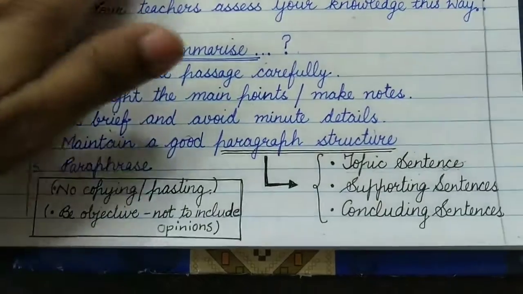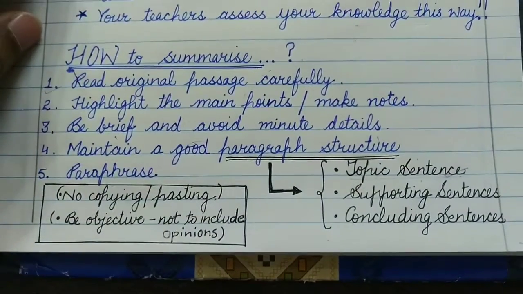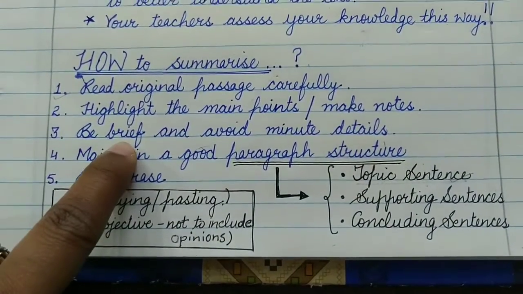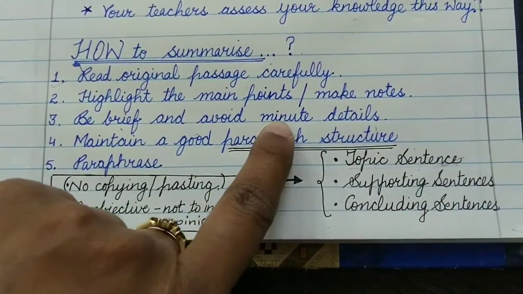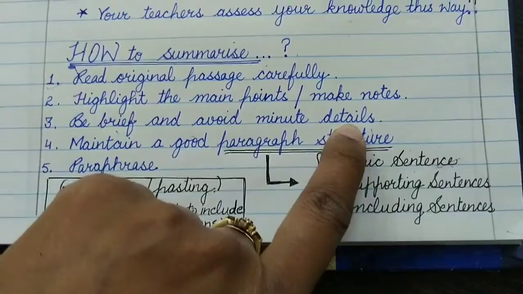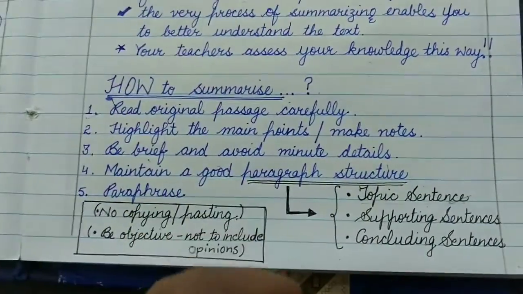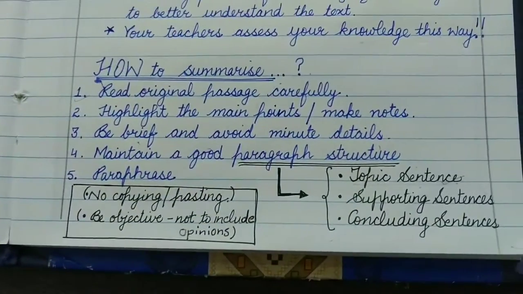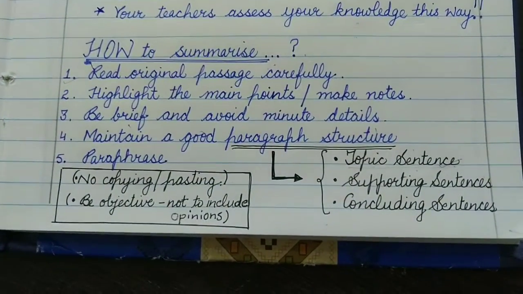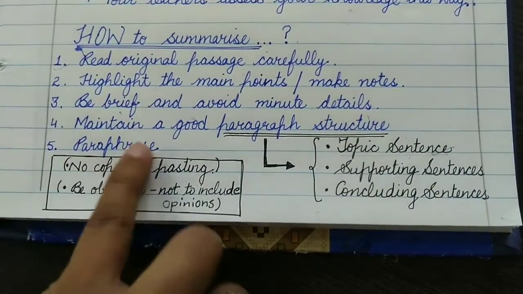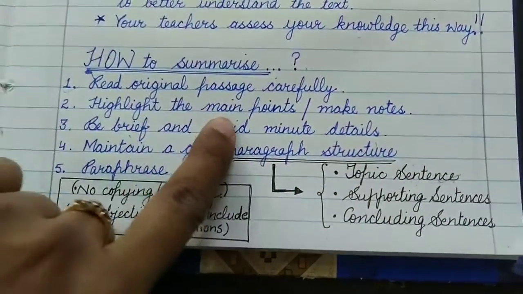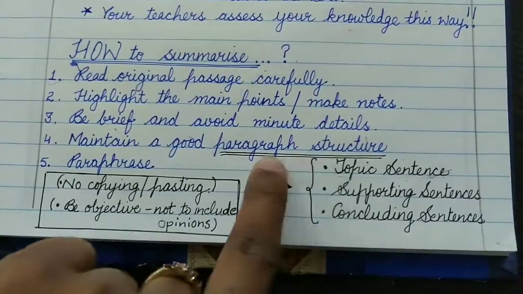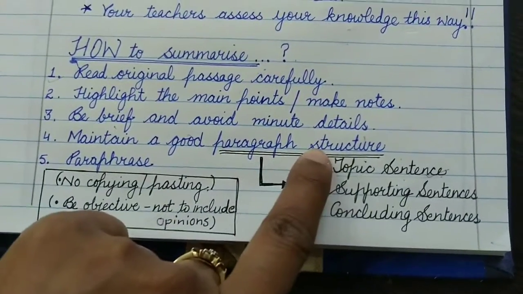Then you could highlight the main points or make notes. You need to be brief, very concise, and you need not give any minute details. You need not say in every detail what happened after this. You just have to maintain the order, right? And then you need to put up those ideas you have collected, the main points, in a chronological order, in a paragraph structure.